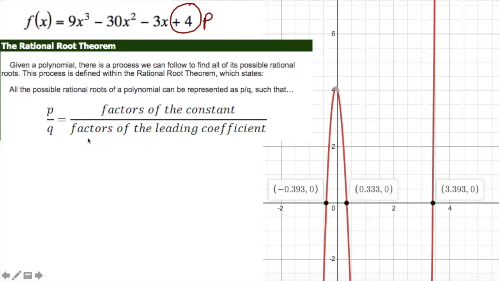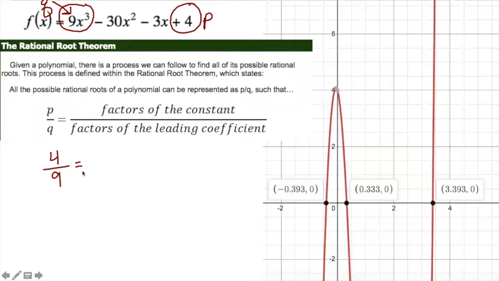And Q is the factors of the leading coefficient. So the leading coefficient here is this 9. The 9 is going to be the Q. So we have to say that P over Q would be 4 over 9, but it's not literally 4 over 9. It's the factors. So what times what gives you 4 and what times what gives you 9?